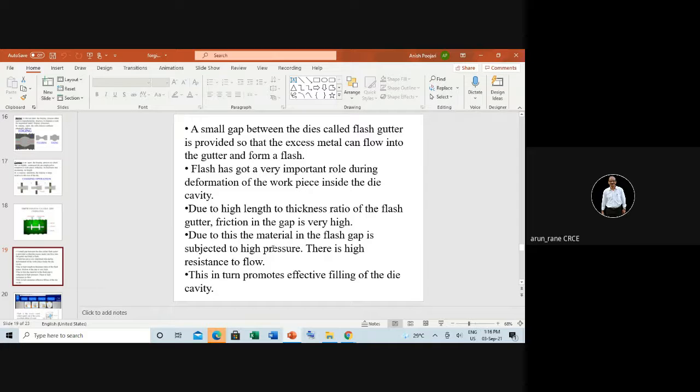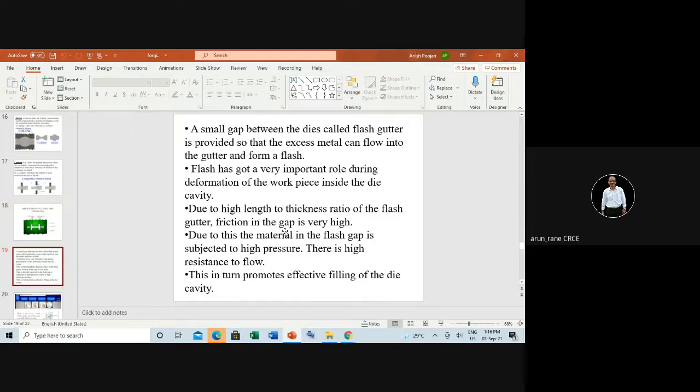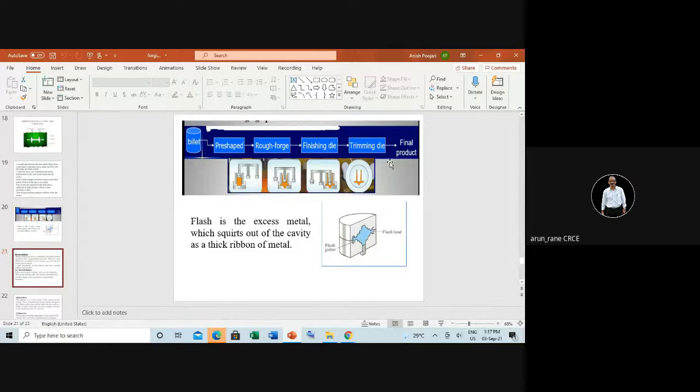Because here we are not introducing molten metal, unlike in injection molding where we pour molten metal to get the desired accurate shape, so there not much flash comes. But here there will be a very big flash because we place a billet, that is raw material, and then we press it. So the flash can be thick in forging. This is what flash is, excess metal. So the sequence is you have a billet, give it a small pre-shape, then rough forging, then finish die, and then one more die, the trimming die, to get the accurate shape.